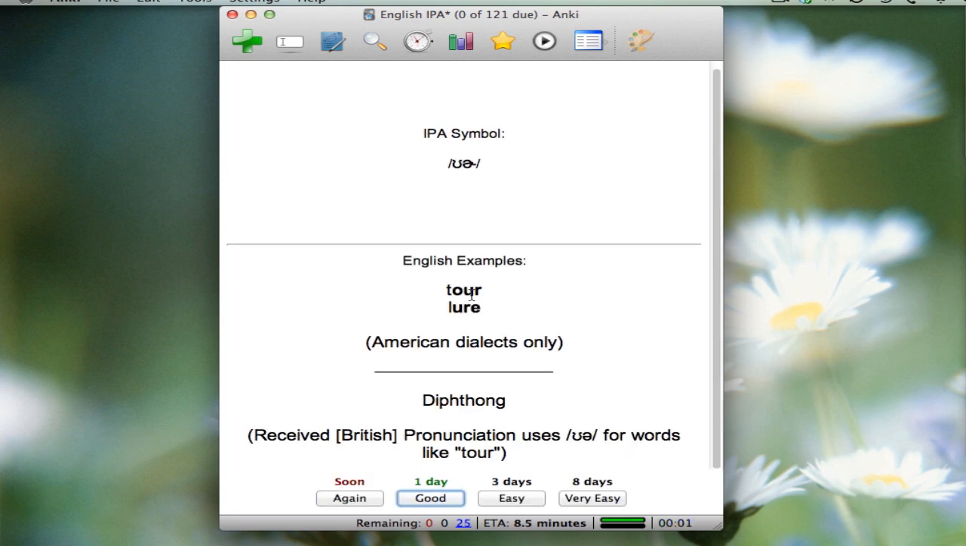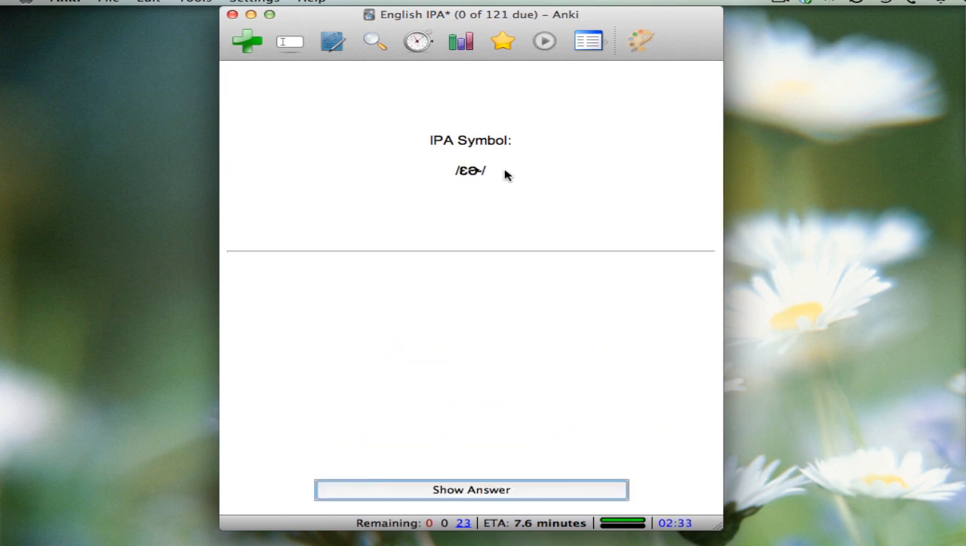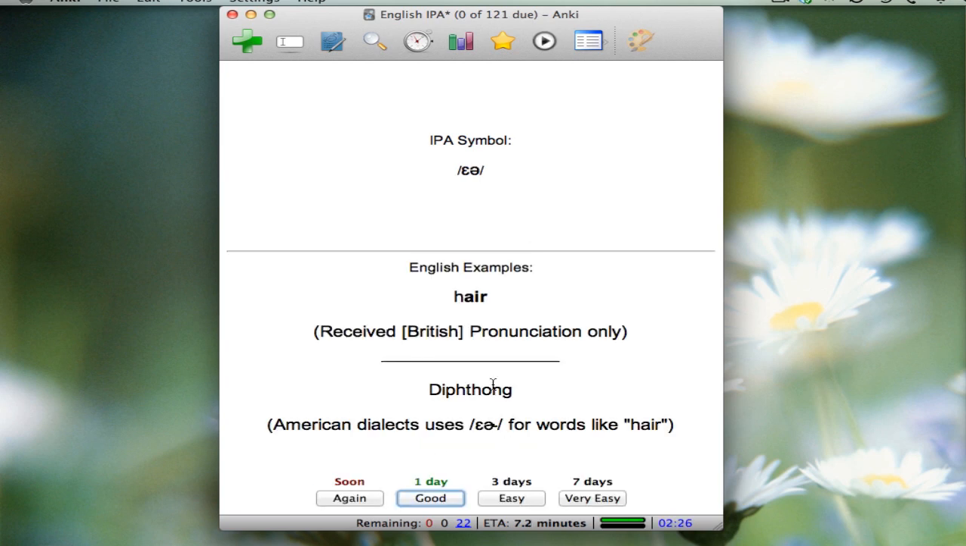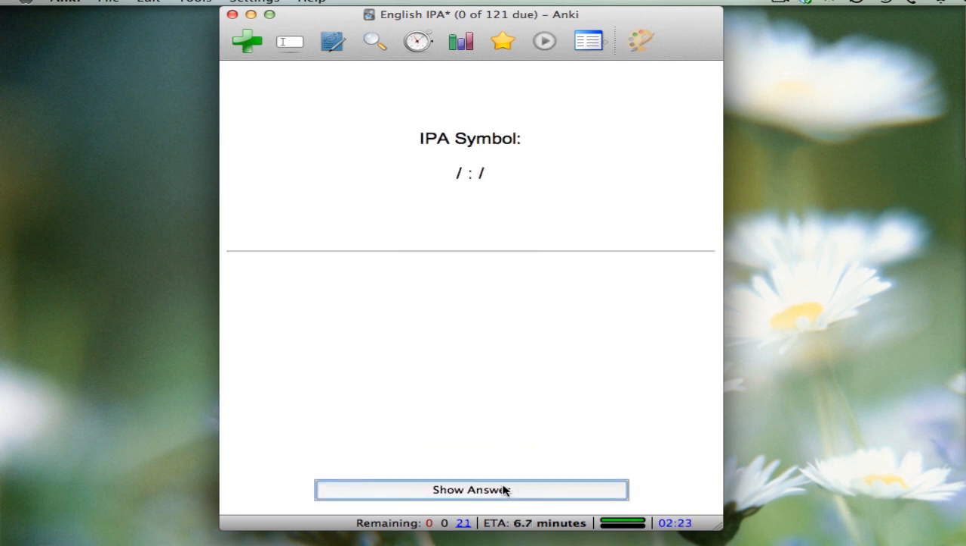Ur, tour, lure, same thing. It's just the R-colored schwa that changes. Tour and tour. Air, again, the R-colored schwa switches in the British Received Pronunciation. So you get hair instead of hair.